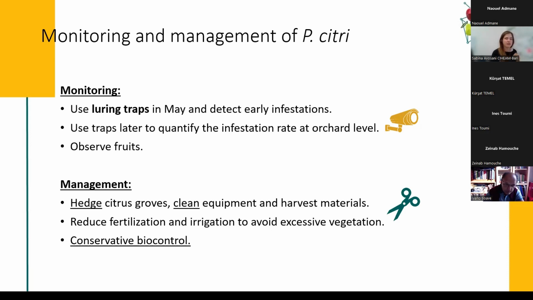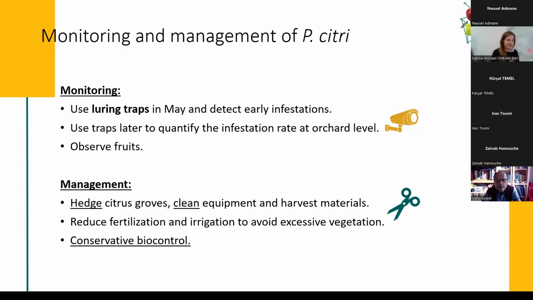Given that the crawlers are really small, it's important to clean the equipment and harvest materials. In this way, we avoid moving the crawlers from plant to plant. Again, to avoid an excessive canopy, you can reduce fertilization and irrigation.